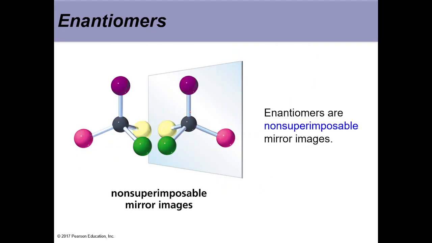Now, when you have carbon with 4 different substances, the mirror image will be non-superimposable as the original structure. So when we have a molecule which has a non-superimposable mirror image, then we say these 2 molecules, the original one and the mirror image of it, are enantiomers. So enantiomer is a relationship. When 2 things are non-superimposable mirror images, then we say these 2 compounds are enantiomers. They are also a type of stereoisomers.